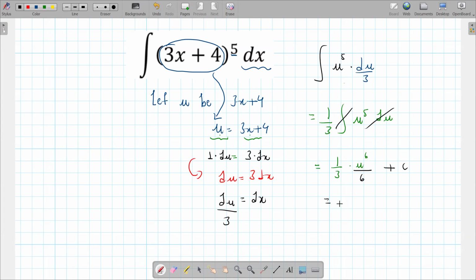Now look at this. 3 times 6 is 18. u to the 6. But we did not have a u in the question to begin with, so the final answer has to be in terms of x. So in the very last step, we just replace u with what it is. u is 3x plus 4. Replace that u with it, to the power 6 over 18 plus c. And you're done. This is called the u substitution method. We'll do a bunch more examples on this. Hopefully this made sense because the concept is the same.